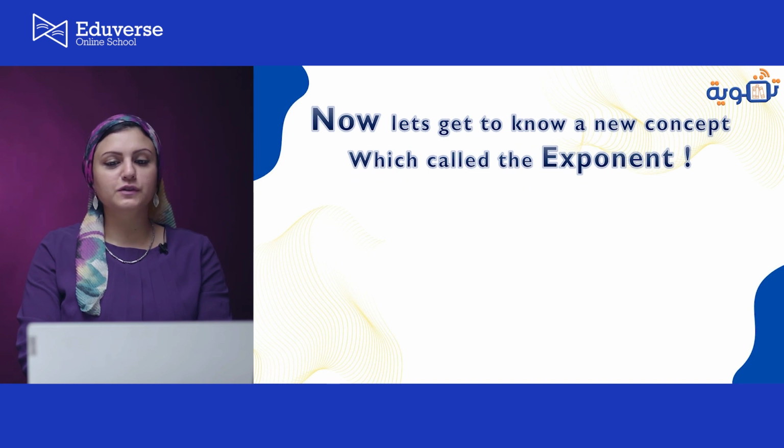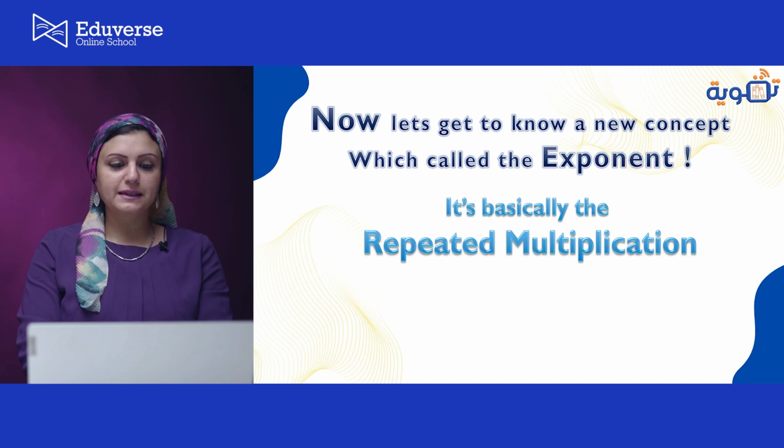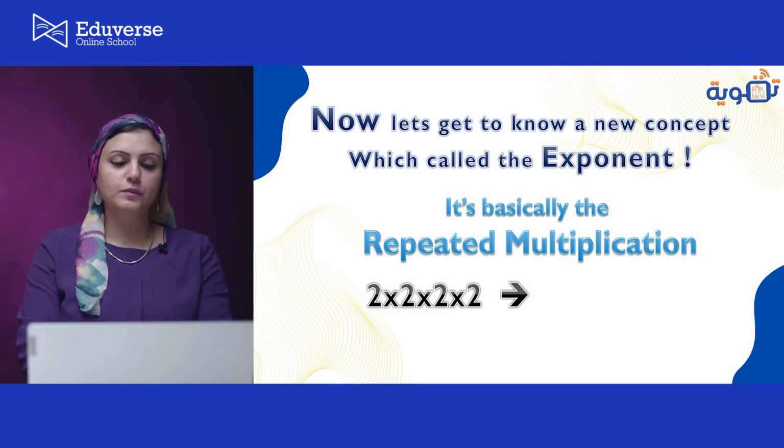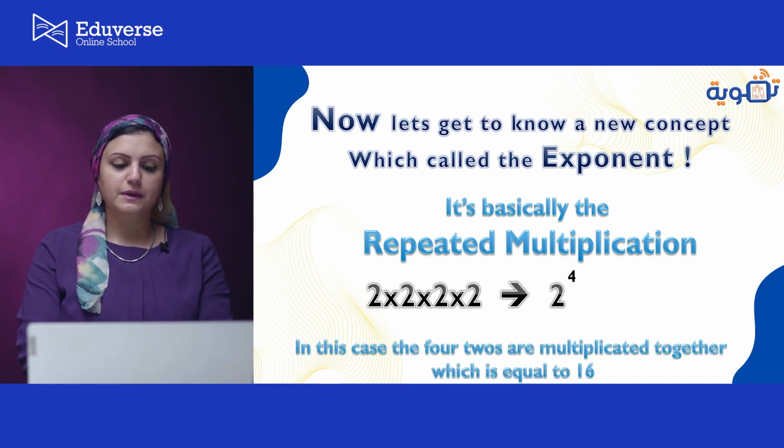Now, let's get to know a new concept which is called the exponent. It's basically the repeated multiplication. So, when I say, for example, 2 multiply 2 multiply 2 multiply 2, in this case, I am multiplying 2 by itself 4 times. So, it's going to be written as 2 and a small 4 over it. We're going to explain it later. In this case, the 4 2's are multiplied together, which is equal to 16.